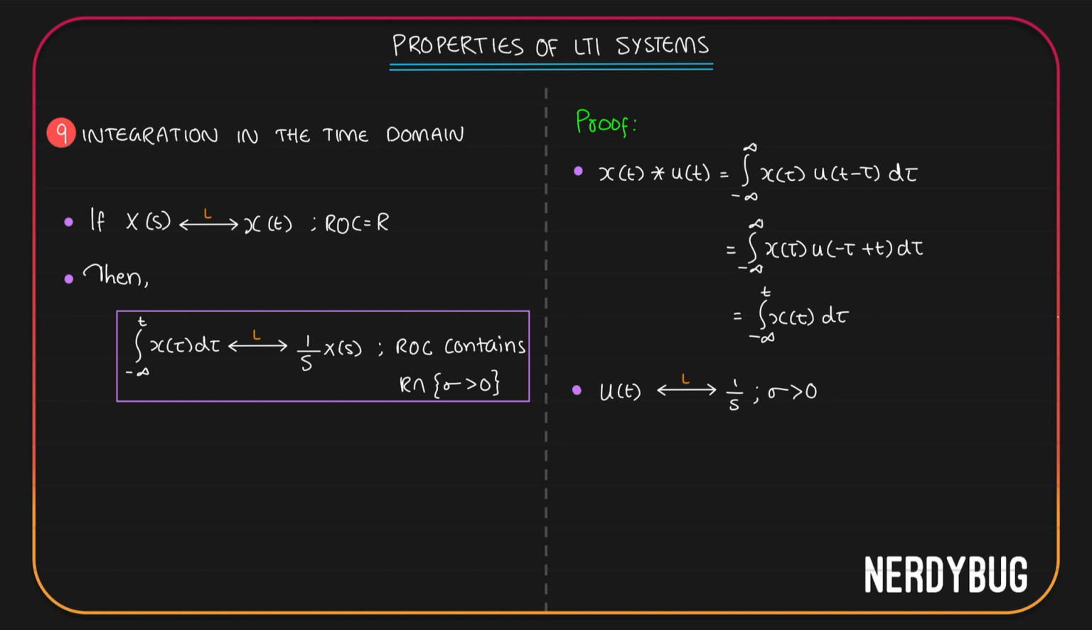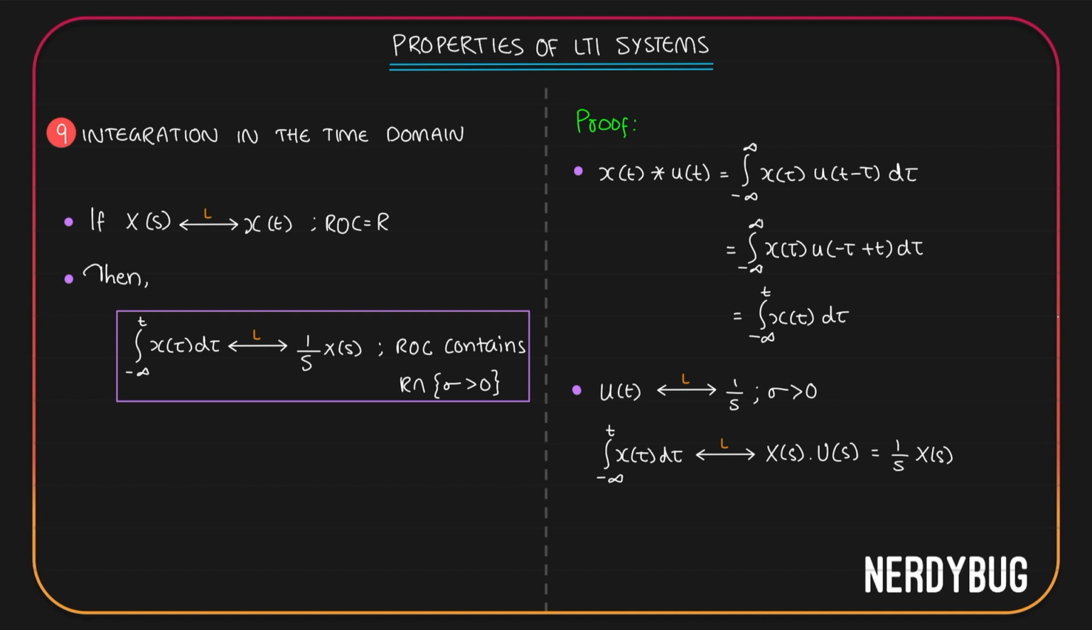Let's write it down. Laplace transform of integral minus infinity to t x of tau d tau is going to be Laplace transform of x of t, that is x of s, multiplied by Laplace transform of u of t. I'll call it u of s. This is equal to x of s multiplied by 1 by s, or we can write 1 by s x of s.